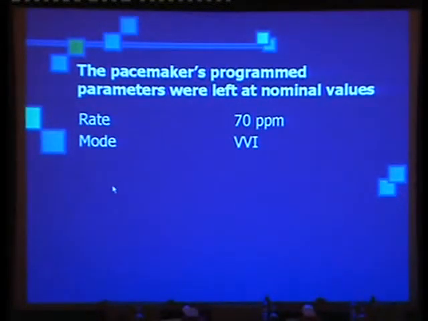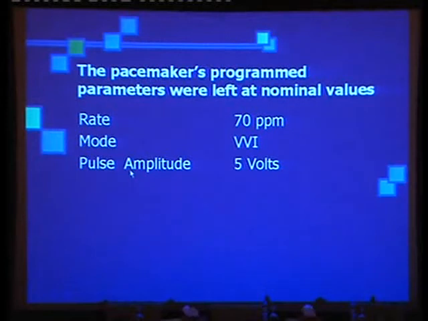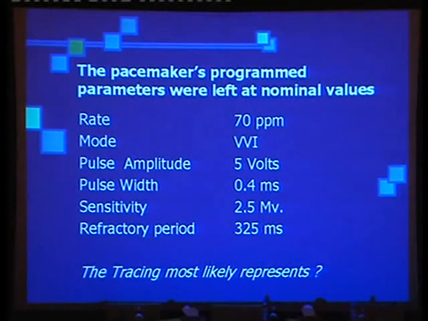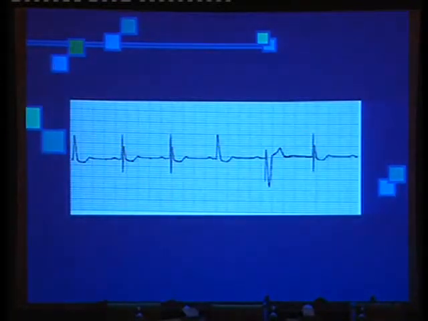First of all, that's the programming for this pacemaker. Rate is 70. Mode is VVI, output 5 volts, 0.4, 2.5, 325, and the tracing, I will give it to you right now. This is the tracing. We may see this tracing, as I said at the beginning in my introduction, sometimes when being called to the units because the pacemaker does not function. So we may see this type of tracing.